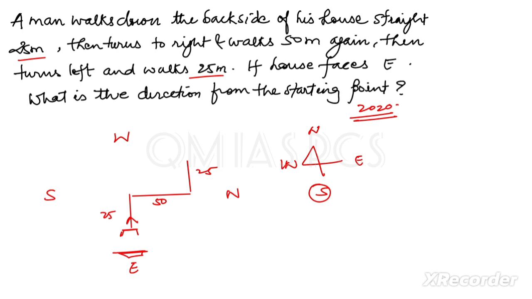Now they are asking what is the direction from the starting point. This is the starting point, this is the final point, so you just connect these points. Connect the lines and say in which direction this is showing. This is north, this is west, this one is northwest. So your answer will be northwest.